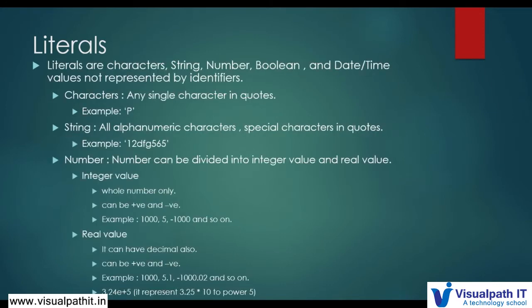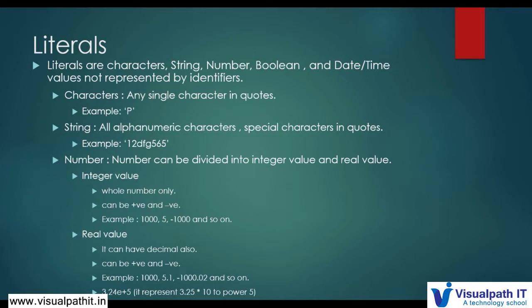Okay, so to summarize, we have five types of literals: characters, string, number, date and boolean. A character is a single character in between two quotes. A string is a combination of letters, an alphanumeric string, in between two quotes. Numbers can be divided into real values and integer values. Integer values will be whole numbers only, can be negative and positive.